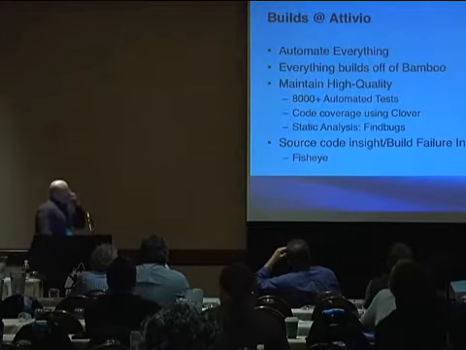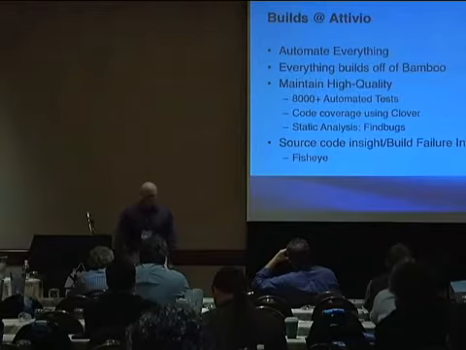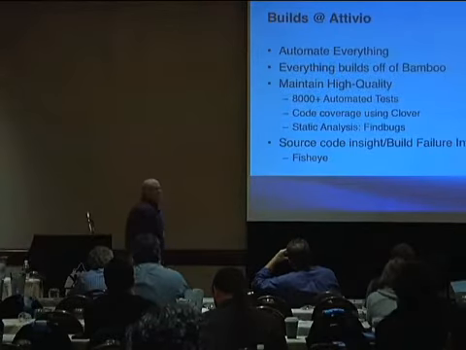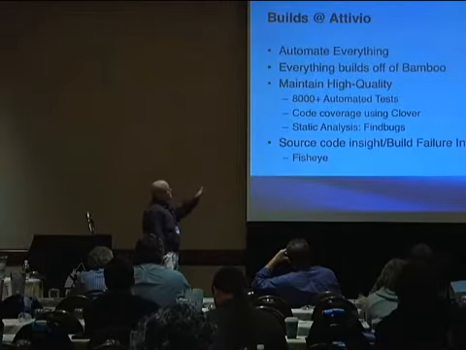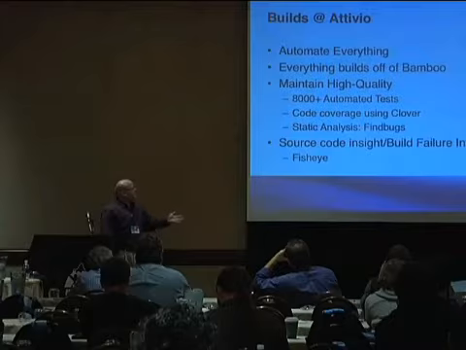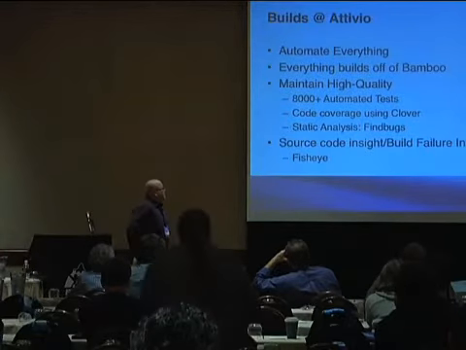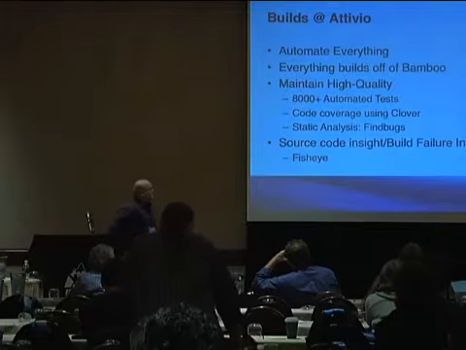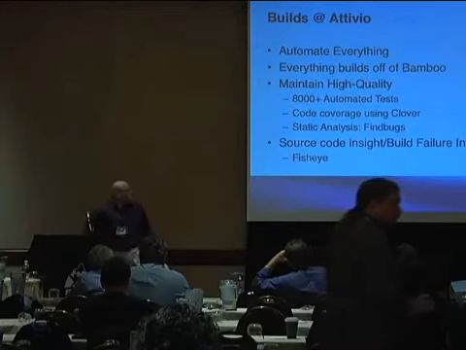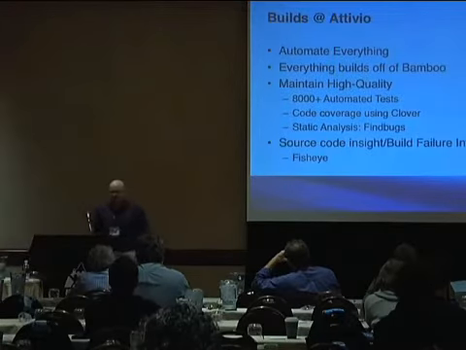So how do we do builds? Key philosophy: automate everything. I feel incredibly lucky that our engineers all follow this philosophy to a T. And fundamentally, the way we build everything is we use Bamboo. The other piece is also maintaining high quality. We have 8,000 plus automated tests that run with every check-in. We do code coverage analysis using Clover and use FindBugs for static code analysis. And finally, we also use the Fisheye product to get source code insight and build failure insight as part of our automated build process.